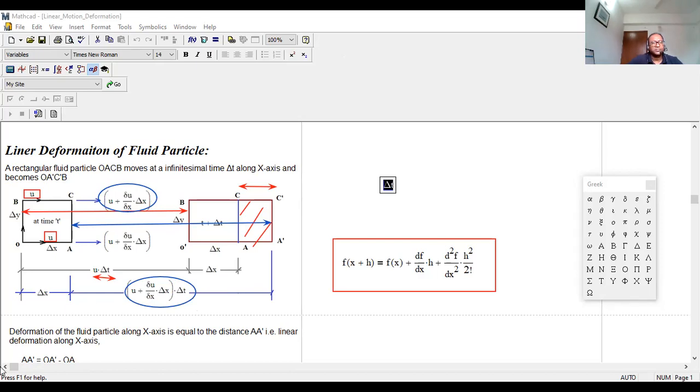Now, how much is this distance? Del x, right? And this distance from here to here is del x. So the distance from here to here, then subtract from here to here. You'll get the line A.